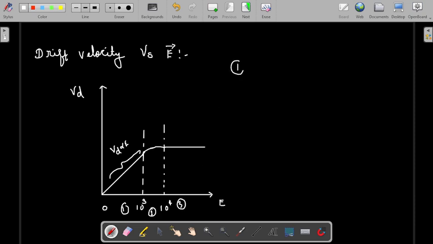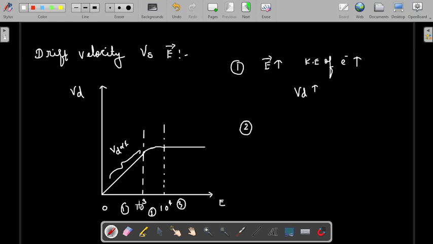In the first region, the electric field is increasing. So the kinetic energy of the electron will also increase. Hence the drift velocity will keep on increasing.